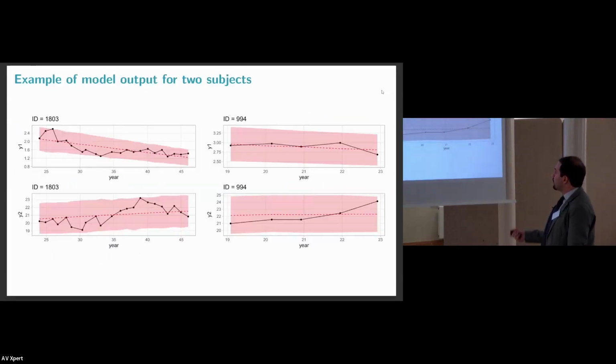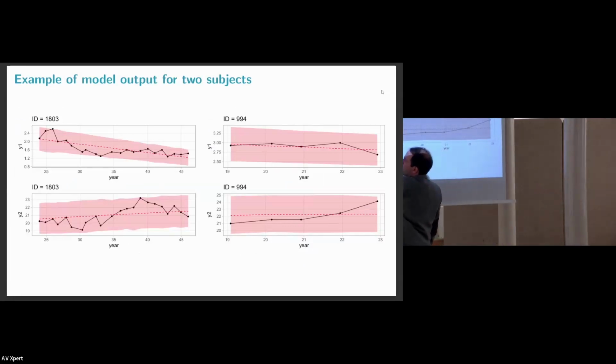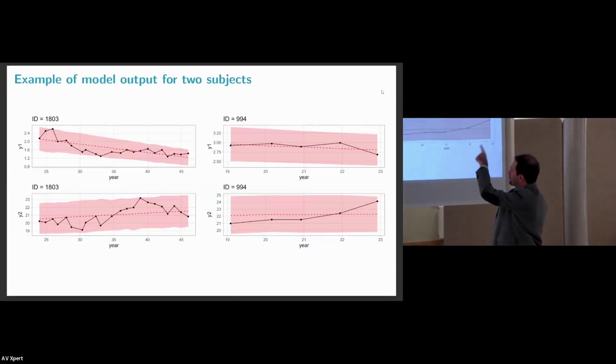And these are the outputs, for example, for two subjects. Y1 is FEV1 and Y2 is BMI. And even if there is some wiggliness there, the model tracks at least the trend and variability.